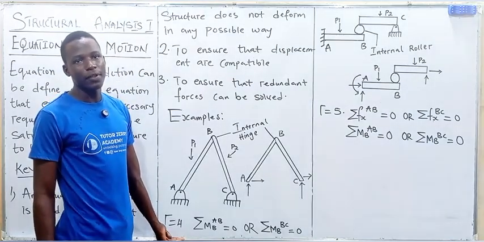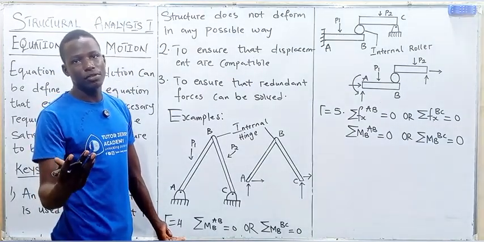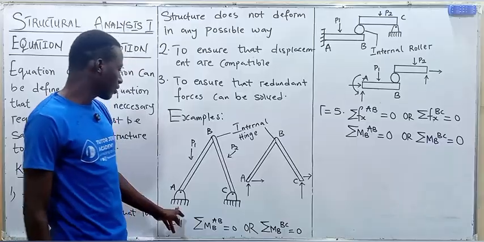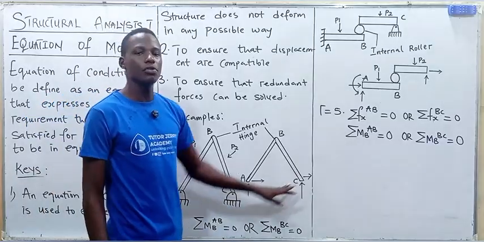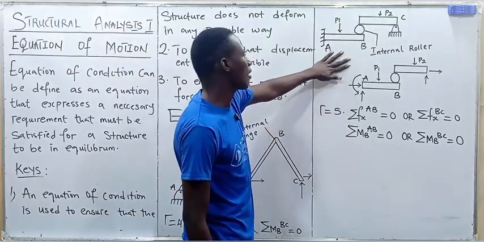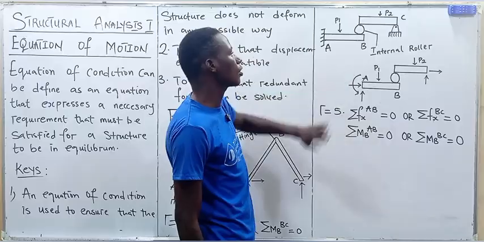R is equal to 4, and we just have three equations of equilibrium. So take note of that. So we have this is a hinge support, this is a hinge support, and they produce nothing but 4 reactions. All right. So this is an example of a structure with an internal hinge.